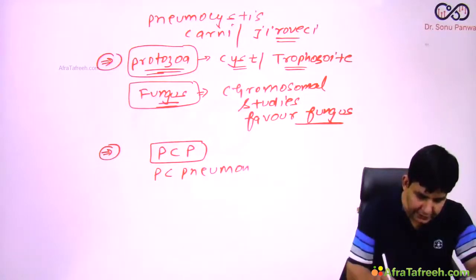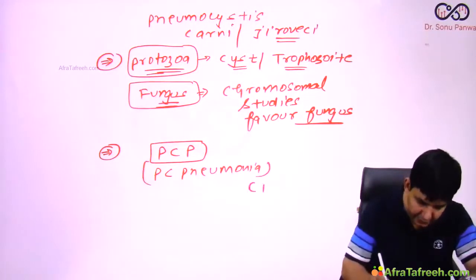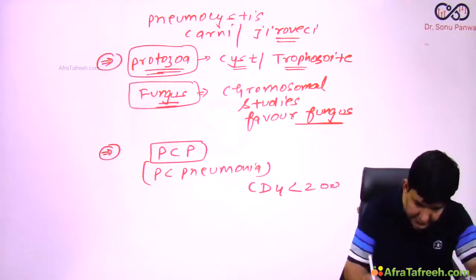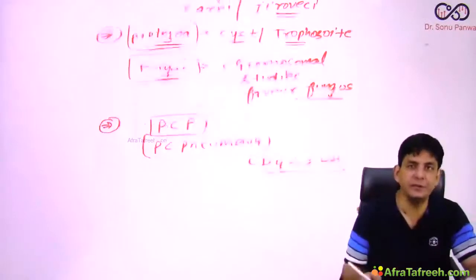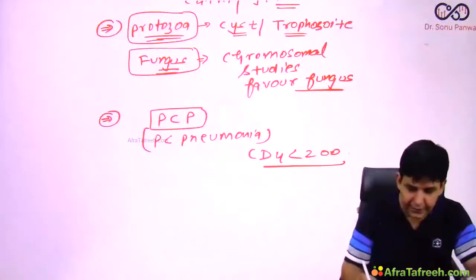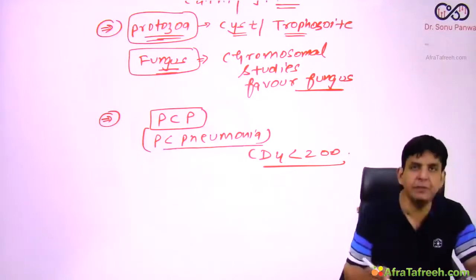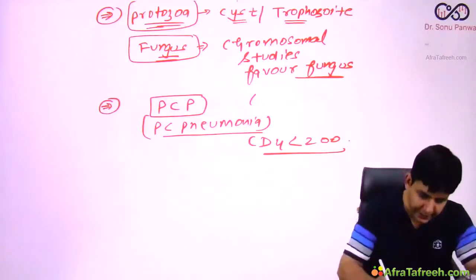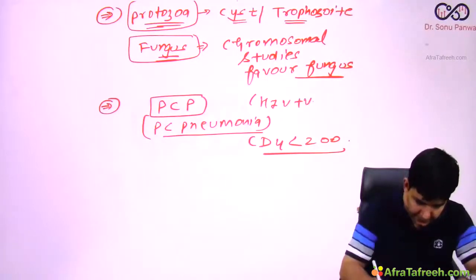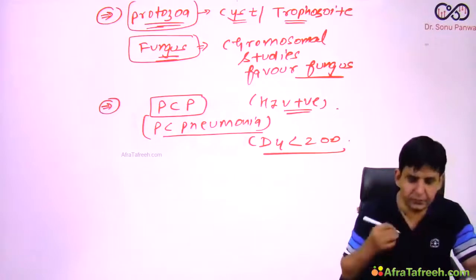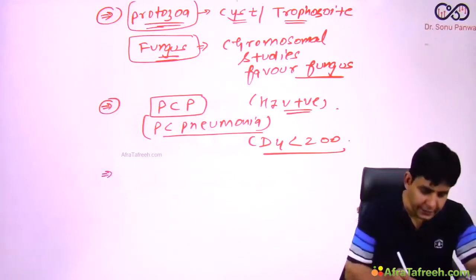and it tends to happen at a CD4 count of how much? Less than 200 in HIV positive individuals, obviously. So that is characteristic of it.